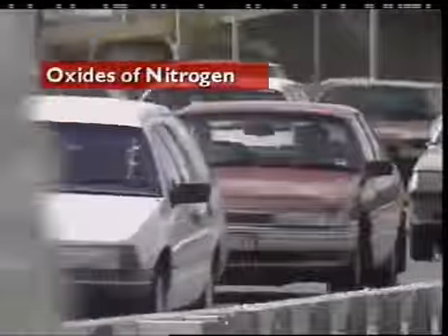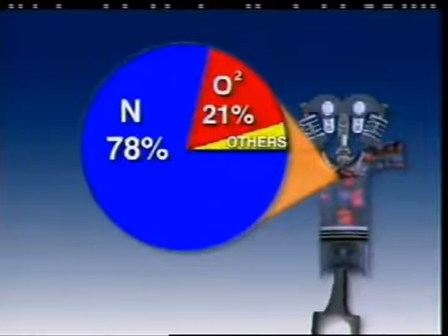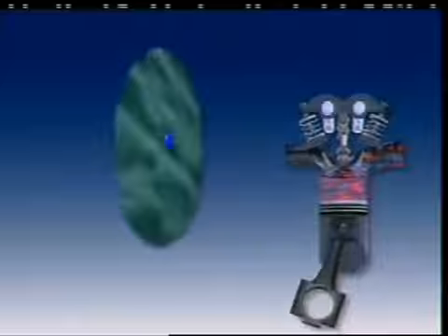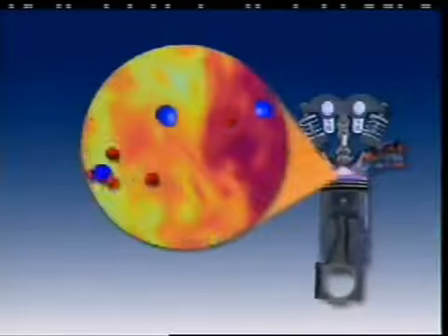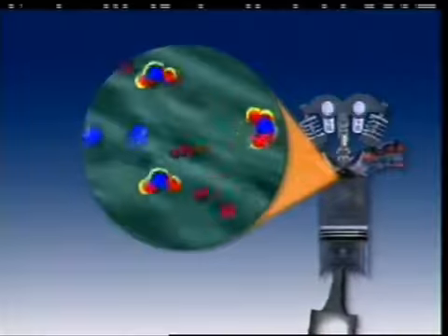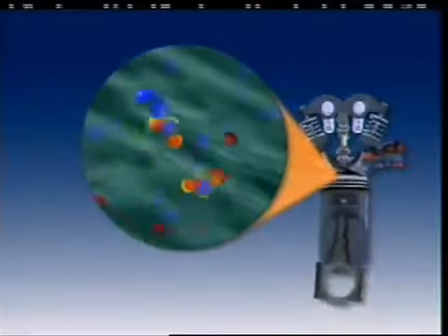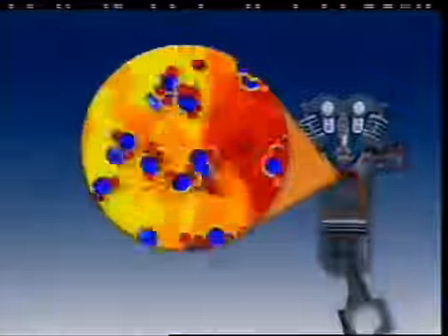This section examines oxides of nitrogen. Air that's drawn from the atmosphere into an engine contains almost 80% nitrogen. Under the high temperatures and pressure of combustion, this nitrogen combines with oxygen to produce oxides of nitrogen. Almost all internal combustion engine exhaust gases contain these chemicals. They are more likely to be produced when high peak temperatures occur during combustion.